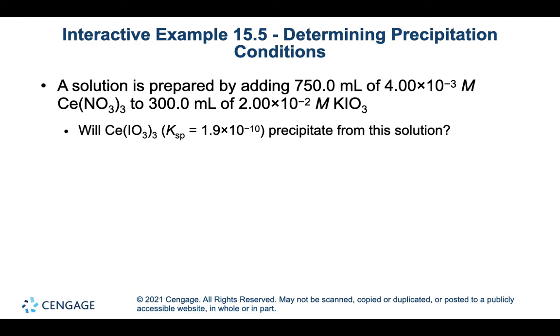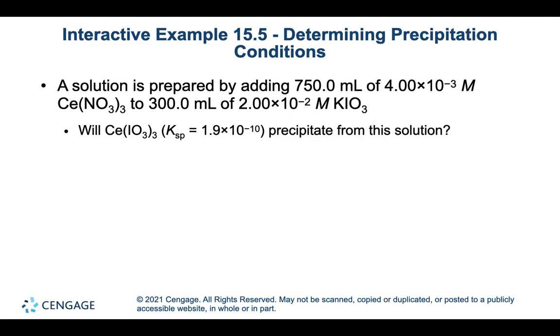So the K plus, the potassium ion, is probably not the precipitate because we know that alkali metals tend to always be very soluble. But the iodate, the IO3 minus, might combine with the Ce plus 3 to make a precipitate. So our question is, is this particular mixture with these amounts and these molarities going to generate a precipitate? Will Ce(IO3)3, with a KSP of 1.9 times 10 to the minus 10, precipitate from this solution?